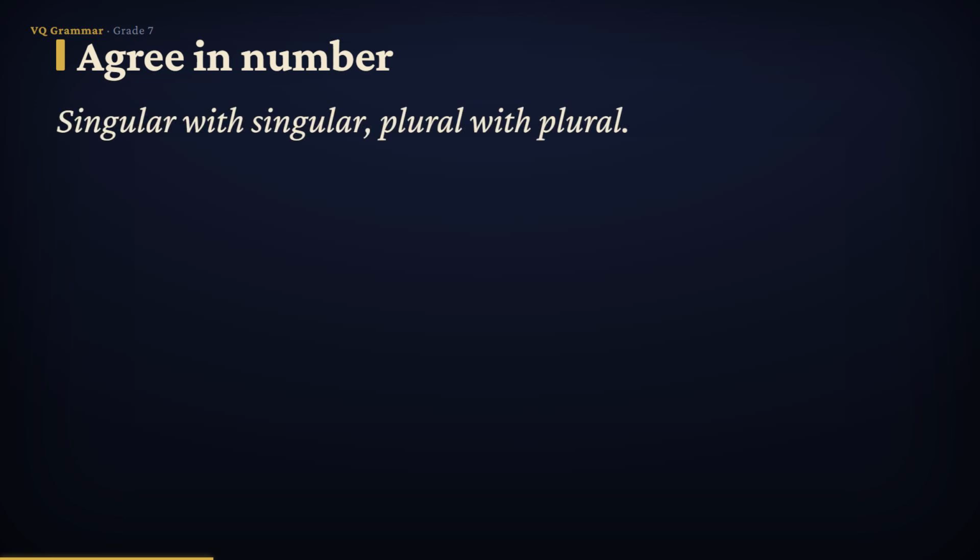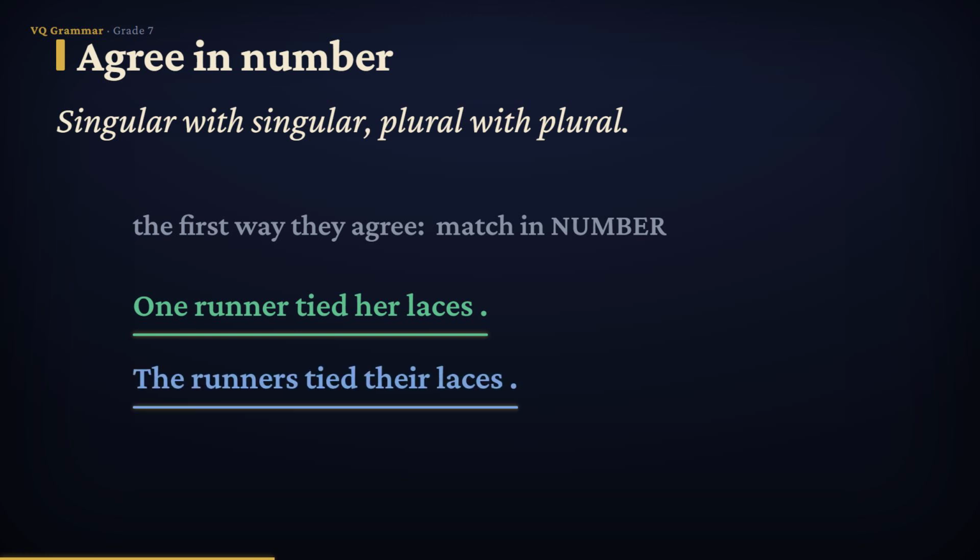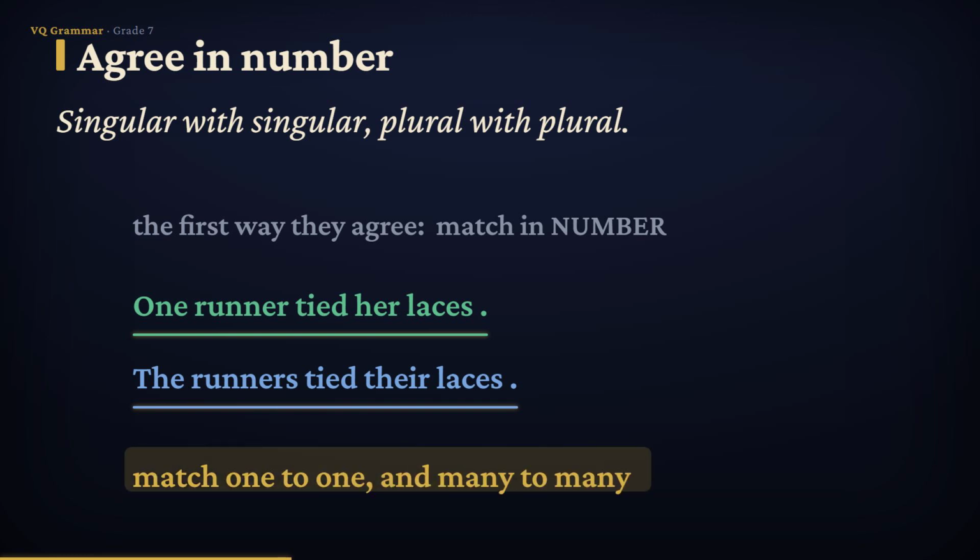A pronoun and its antecedent have to agree, and the first way they agree is in number. If the antecedent is singular, meaning one, the pronoun must be singular too. If the antecedent is plural, meaning more than one, the pronoun must be plural as well. Watch. One runner tied her laces. One runner is singular, so we use the singular pronoun her. Now make it plural. The runners tied their laces. Runners is plural, so we switch to the plural pronoun their. Match one to one and many to many.